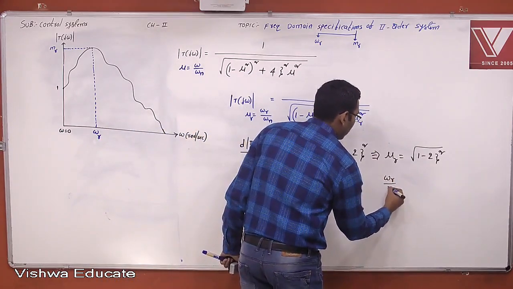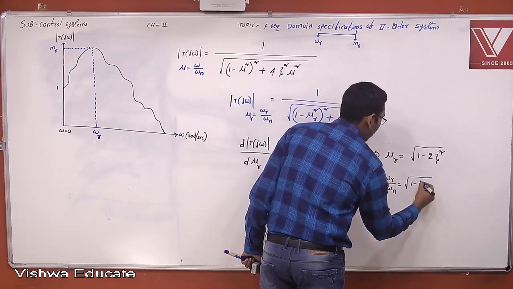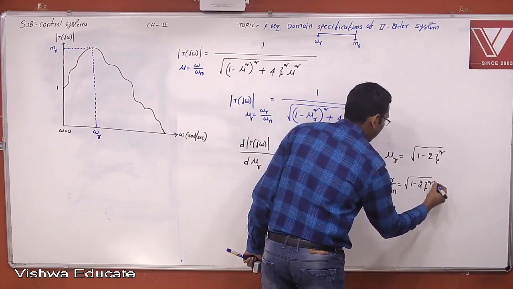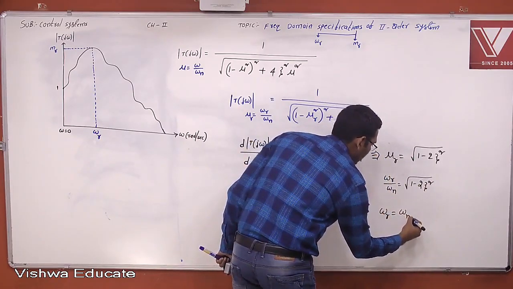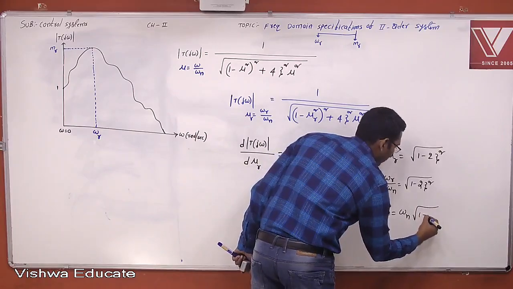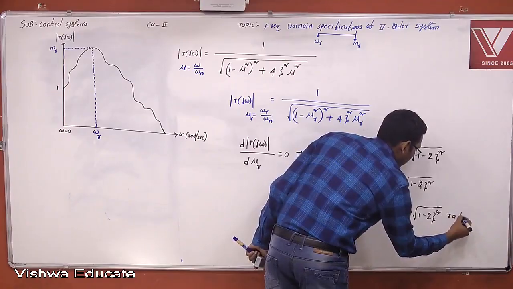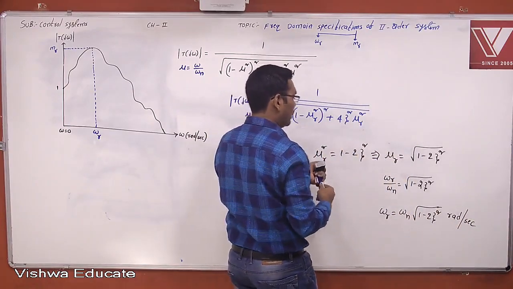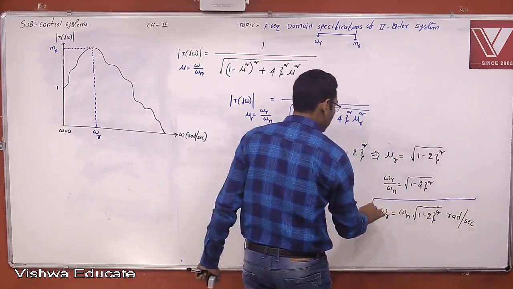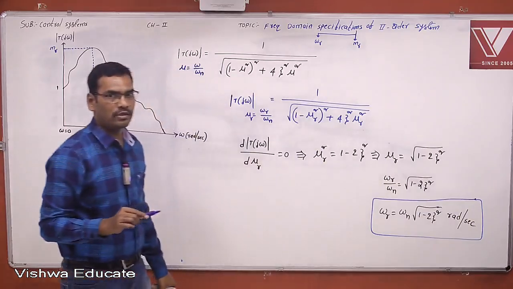Omega r by omega n is equal to square root of 1 minus 2 zeta square. What is omega r? Omega r is nothing but the resonant frequency, which is omega n into square root of 1 minus 2 zeta square radians per second. This is the resonant frequency. The frequency at which the maximum magnitude will occur is called the resonant frequency.